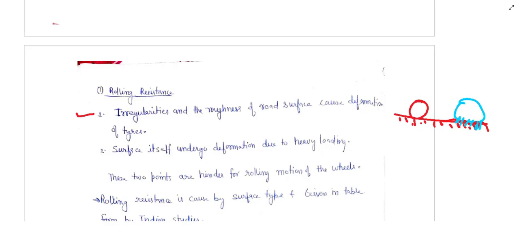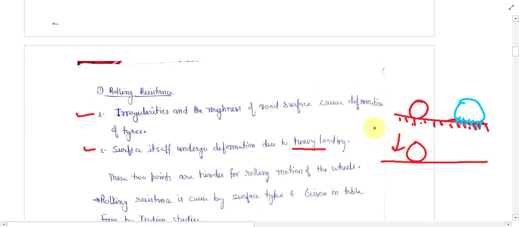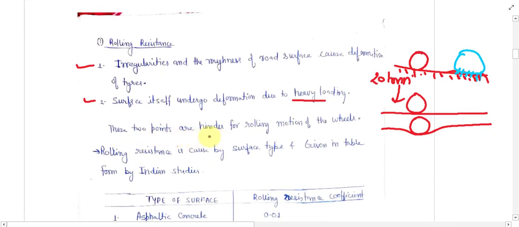The second point for rolling resistance is that the surface itself undergoes deformation due to heavy loading. Suppose this is your ideal surface, but due to some heavy loading like 20 tons, this surface will go in this form. This deformation also causes rolling resistance. These 2 points hinder the rolling motion of the wheels.